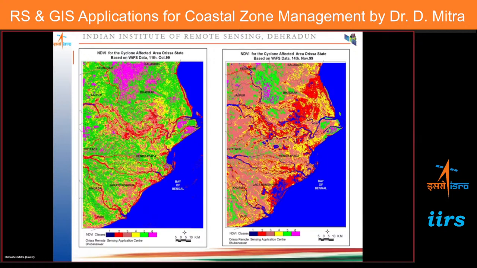So on the left hand side, what you are seeing is the NDVI. NDVI is a remote sensing index. Basically, we talk about the health of the vegetation. The formula for NDVI is IR minus R by IR plus R, infrared minus red by infrared plus red.